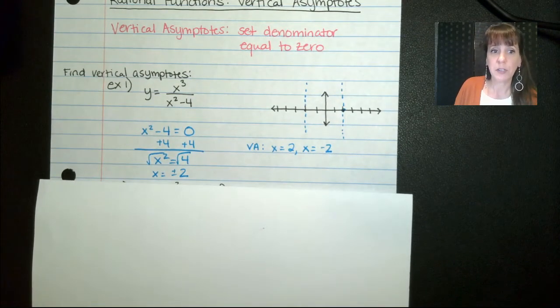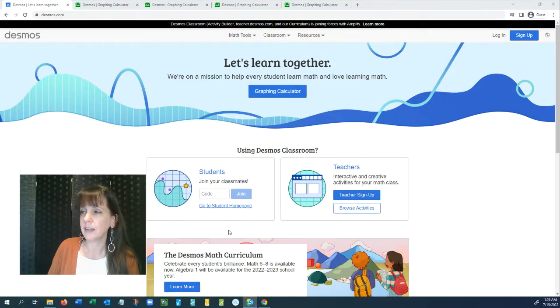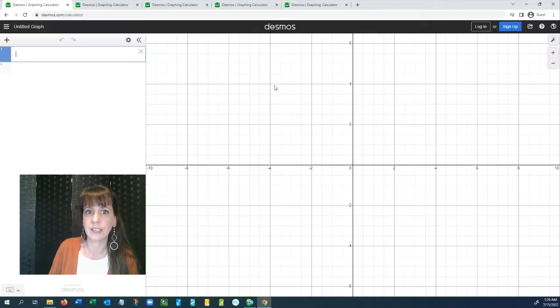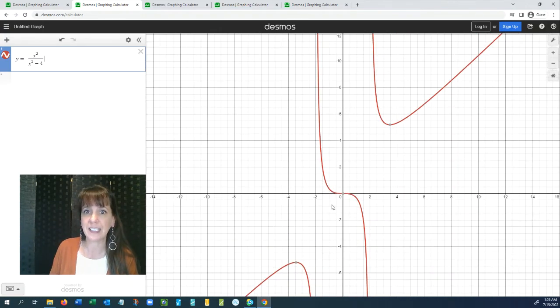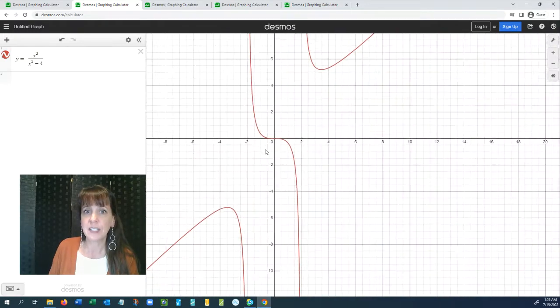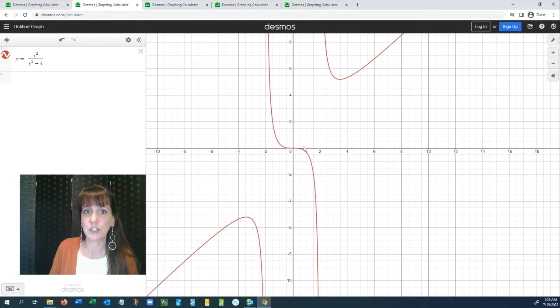So let's take a look at what that actually looks like. If you're not familiar with it, you can go out to desmos.com, it looks like this, and you just click this graphing calculator in the center. And then all we do is type our function into our graph. And I've already done that for you. So here we go. Remember, our vertical asymptotes are at 2 and negative 2. And sure enough, as I zoom out here, you can see that it is not crossing at the 2 or the negative 2. They're both getting really close, but they are not crossing them. And that's what an asymptote is.